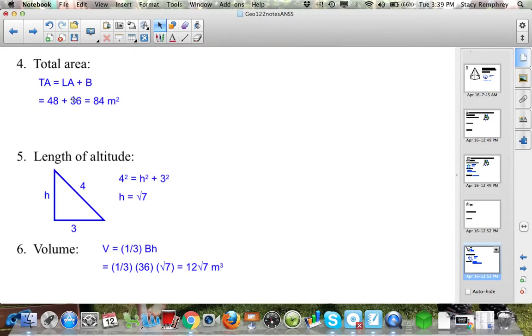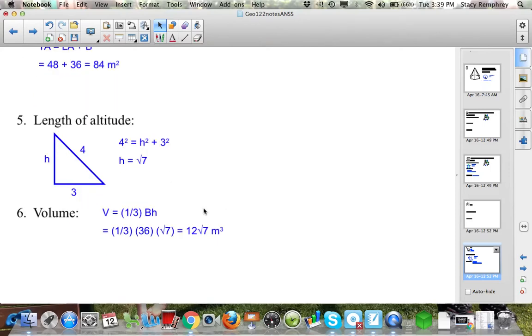All right, for the total area, very similar to the prism, but remember what the other difference we talked about. This one only has one base. So I took the lateral area I figured out before, added in the area of the base, and I got a total area of 84 square meters. And this would be, if you were making it out of paper, how many square meters of paper you need.